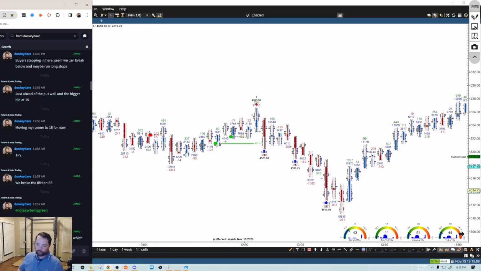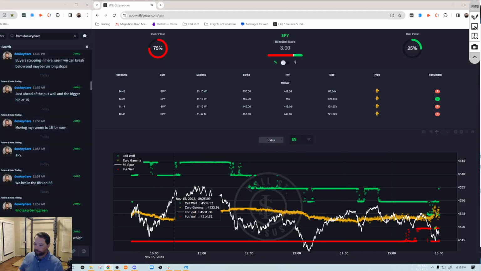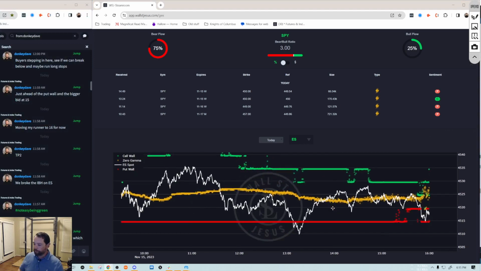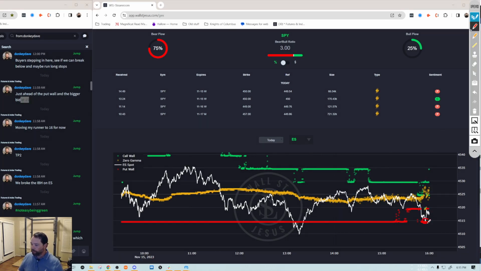But we're trading the GEX here. We're trading our chart. And our level was at 45.15. So I said moving my runner to 16, not 15. Why? Because I put it just ahead of the put wall, and then I saw a big order at 15. So I wanted to be a little bit in front of that wall, because we know these are areas where you're going to get reactions where they might bounce like this. Do I want to sit in a 10-point move and miss it for 1 or 2 ticks away from my target? No, I don't.